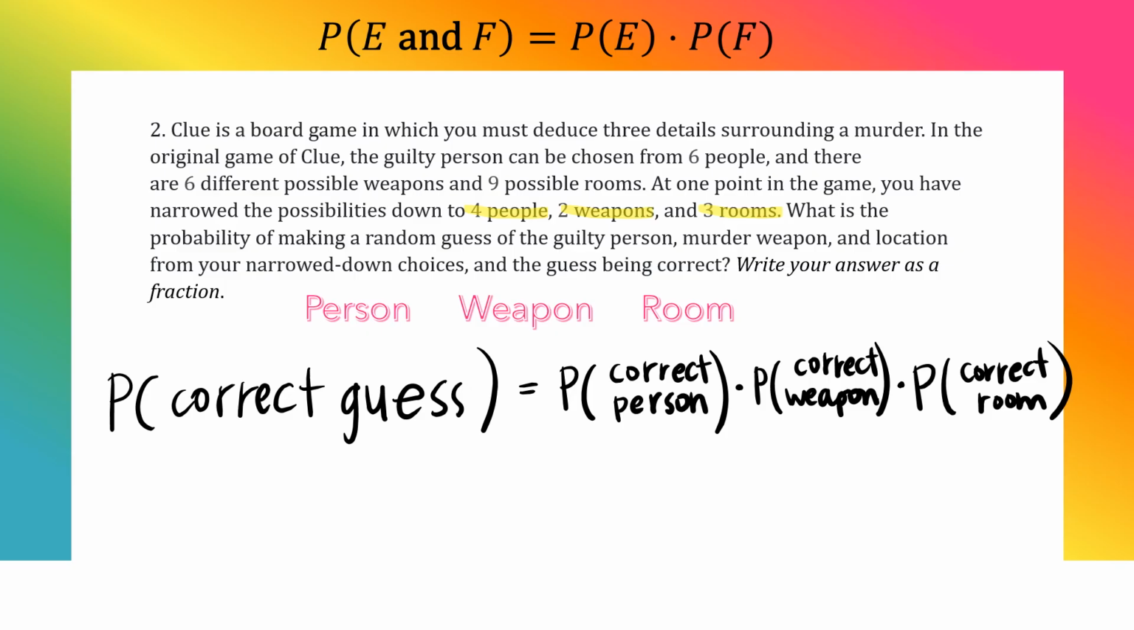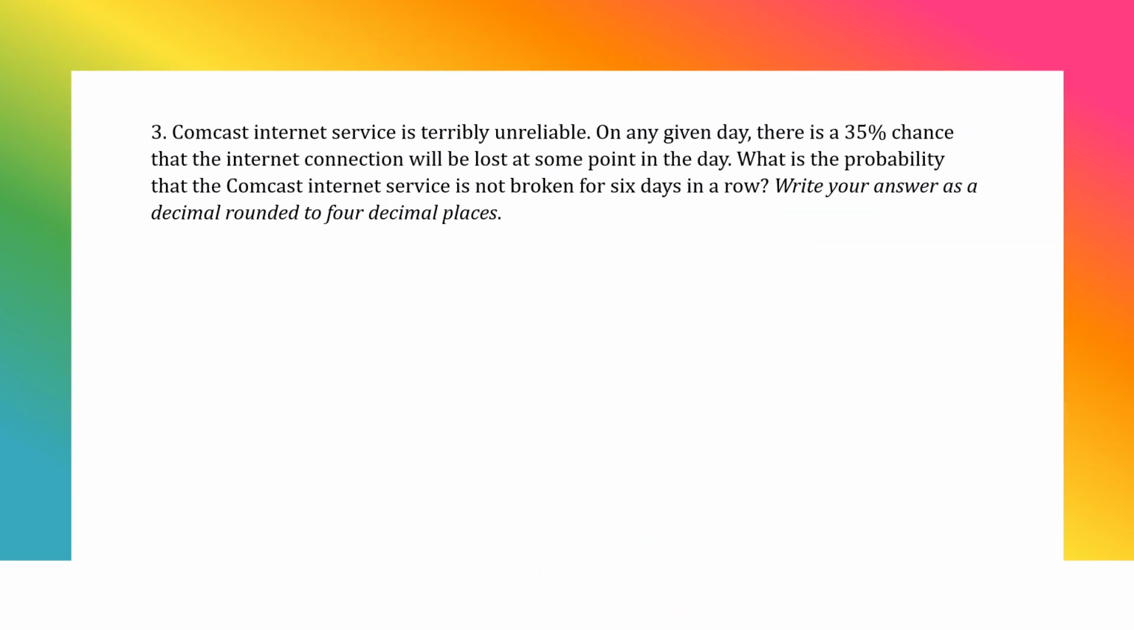Okay, there we go. 1 out of 24. All right, so we have a 1 out of 24 chance of guessing correctly. Another way of saying that is that there are 24 possible combinations given what we've narrowed it down to. So based on our narrowed down options, there are 24 possible combinations.